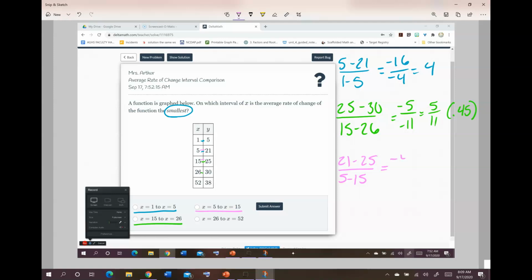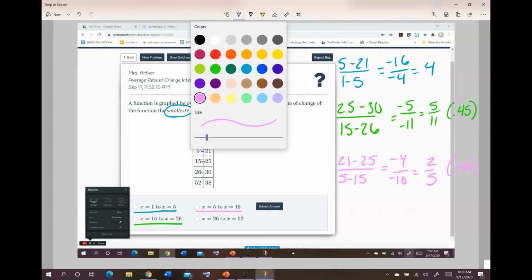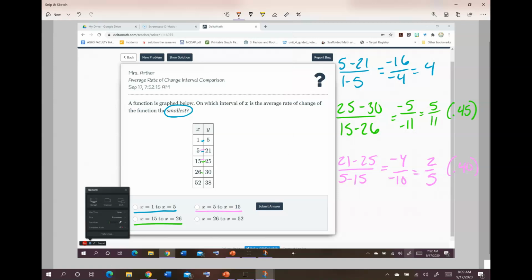So that's going to be negative 4. 5 minus 15 is going to be negative 10, I do believe. I just want to check myself, because you don't want to get it wrong up here like I have before. So 4 over 10 can be reduced to 2/5. And then 2/5 in decimal form, for comparison purposes, is 0.40. Okay? All right.